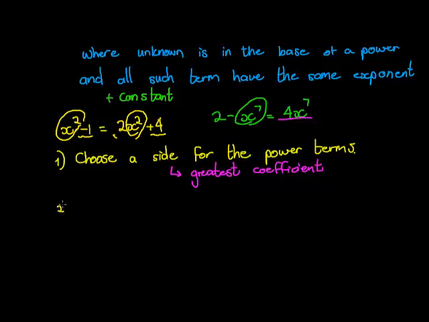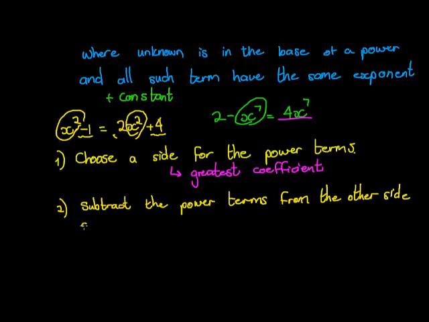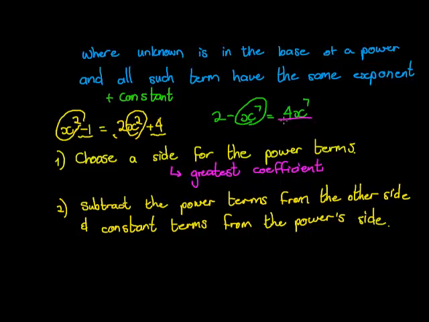The second step would be to subtract the power terms from the other side, and the constant terms from the powers side. Okay, so if in this case I'm choosing the one with highest coefficient, which is the 4, so this is the right hand side is where I want all my powers.